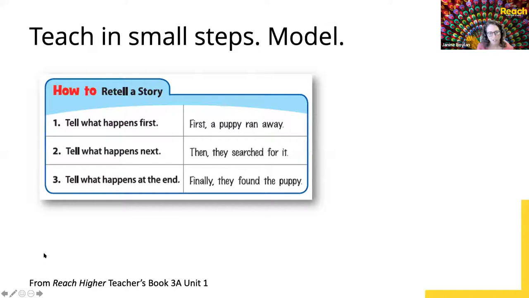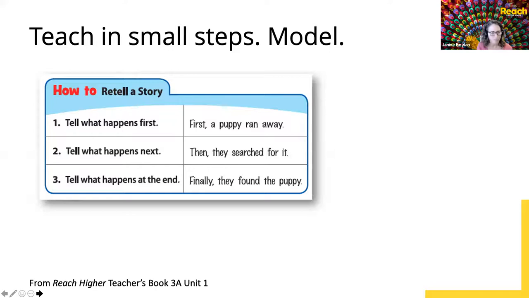Breaking down the instruction into small steps and modeling the steps through a think aloud is an excellent way to help students write as well. So doing a think aloud about how to turn ideas into written sentences can really help students become comfortable writing. This model, you can probably imagine using this as a think aloud for writing as well. I would say, if I want to write a story, I'm going to start by telling what happens first. Well, I know that the puppy ran away, so I'm going to write first a puppy ran away. Then I'm going to tell what happens next. And I want to write, then the family searched for it. And so on. By going through this and modeling the think aloud, that really unlocks writing for students.